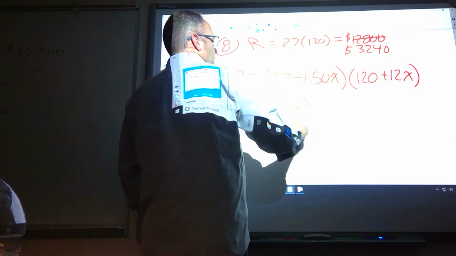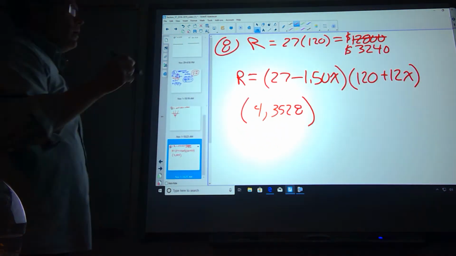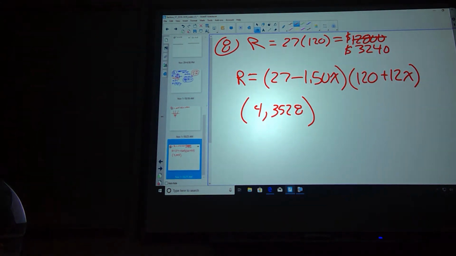435.28. All right. So if I were to sell, I can make $3,528 revenue if I raise the price of my ties by $4. Okay, so the tie would be $31 a tie. You're going to sell fewer ties because you did that, but you're going to increase your revenue to $35.28. So is that a big difference from $32.40, what you were doing, to $35.28?